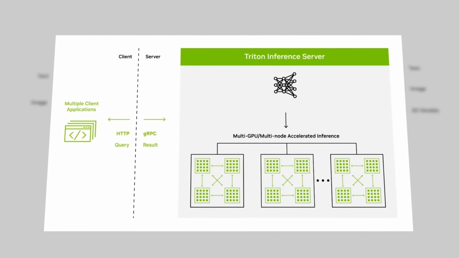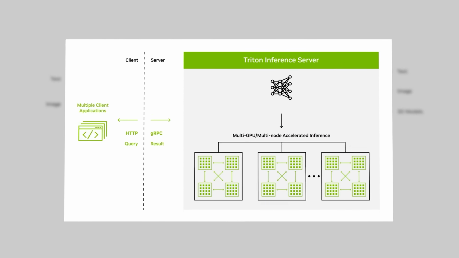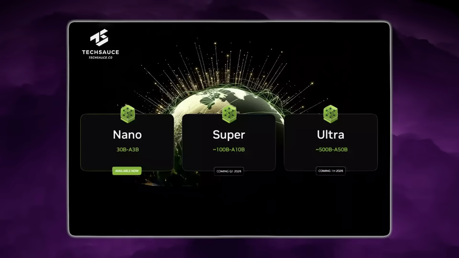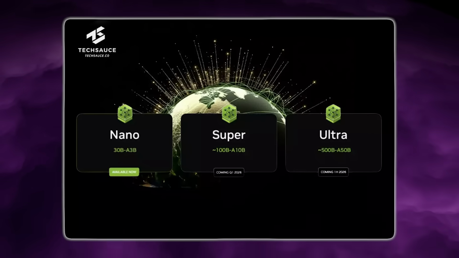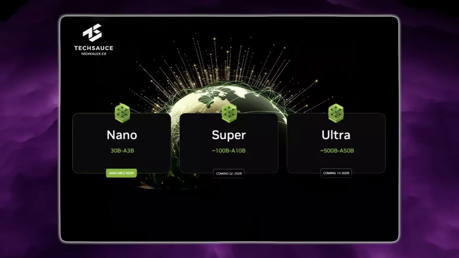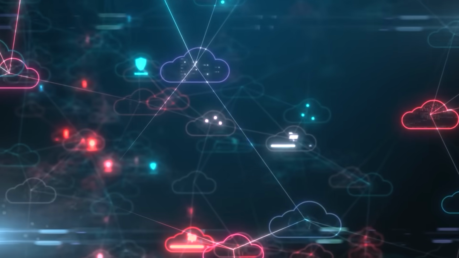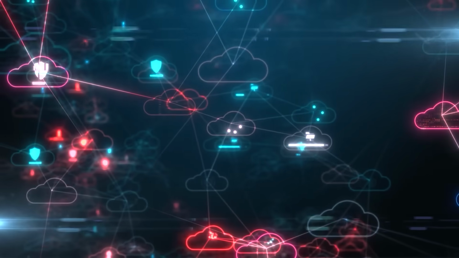And Nemotron 3 Nano is only the beginning. Nvidia has confirmed two larger models in the same family: Nemotron 3 Super, at roughly 120 billion parameters, and Nemotron 3 Ultra, at roughly 480 billion parameters. Both are scheduled for release in the first half of 2026.